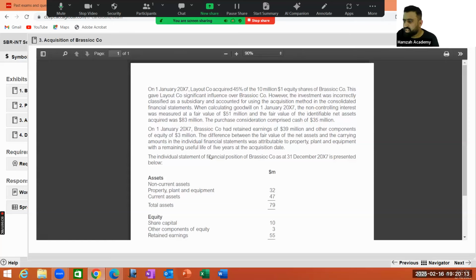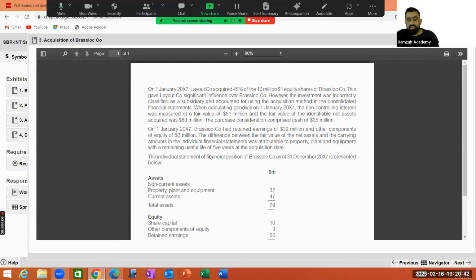This gave Layout significant influence over B company. However, the investment was wrongly classified as a subsidiary and accounted for using the acquisition method in a consolidated financial statement. When calculating goodwill on 1st January X7, the NCI was measured at a fair value of 51, the fair value of the identifiable net assets was 83, and the purchase consideration in cash was 35.